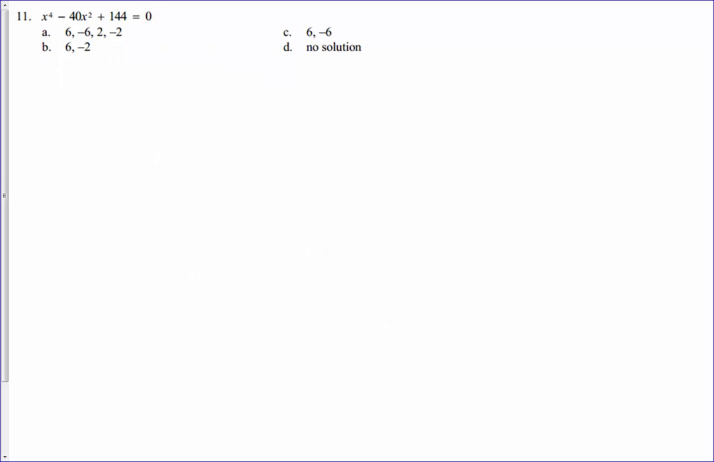All right, number 11. The instructions for number 11 say, what are the real or imaginary solutions of each polynomial equation? So our polynomial equation is x to the 4th minus 40x squared plus 144. Now, even though the exponent here is a 4, and here it's a 2, and here it's nothing, it still follows the same pattern as x squared minus 40x plus 144. Okay, it follows the same pattern. So we can still factor this. We're just going to have to factor it again.